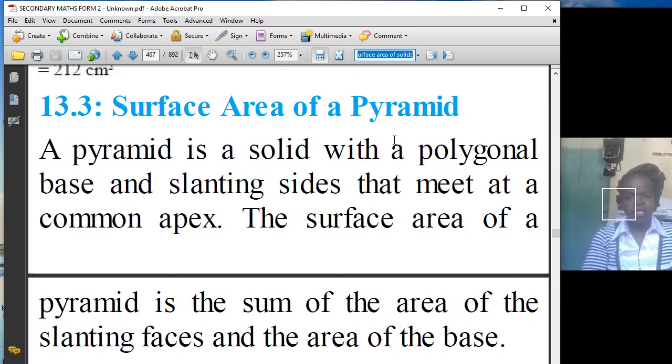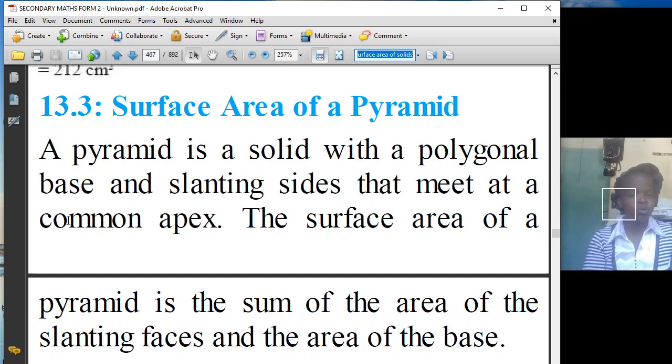A pyramid is a solid with a polygonal base and slanting sides that meet at a common apex. So in this case, we can get a pyramid with a square base. We can get a pyramid with a rectangular base. At the same time, we can get a pyramid with a triangular base or any other shape. You should be ready for that.